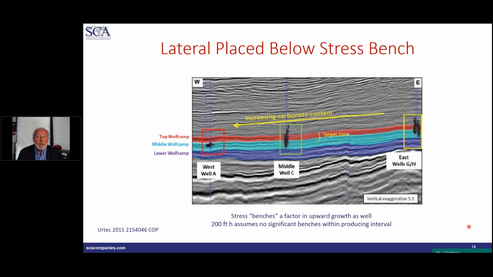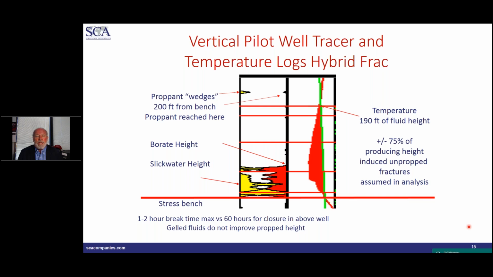So the stress barrier location is fairly important to all of this, both to where your proppant starts out, because that's where the base of your producing interval should be, and also whether or not you're going to cover the entire 200 feet, which is what we're seeing if you don't have major stress barriers within the net pay interval. Here's an example from a vertical pilot well, and to come up with a producing height, we basically did about 50% of the volume for a stage frac into a single cluster in a vertical well.